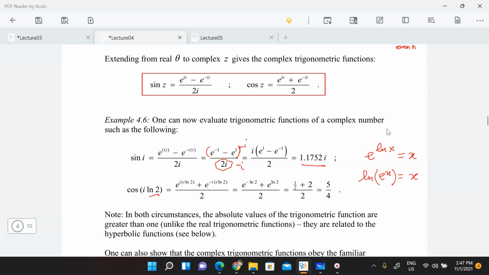So the inverse mapping of the exponential is a log, and the inverse mapping of a log is an exponential. That's why I'm using this log there, because I know I'm going to plug this into the exponential. So I get exponential of i times i log 2, and exponential of minus i times i log 2, and that gives you exponential of minus log 2 and exponential of log 2. Now exponential of log 2 is equal to 2. Exponential of minus log 2 is really exponential of log 2, to the power minus 1.